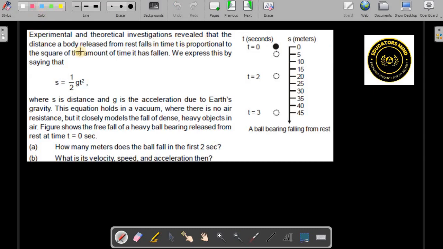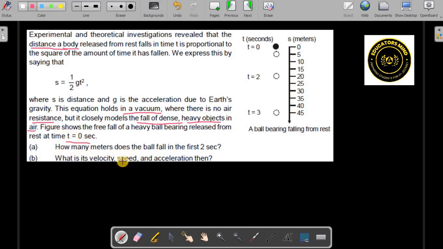Experimental and theoretical investigation reveal that the distance s of a body released from rest, falling in time t, is proportional to the square of the amount of time it has fallen. We express this as s is equal to half g t square. S is distance, g is acceleration due to Earth's gravity. This equation holds in vacuum where there is no air resistance, but it closely models the fall of dense heavy objects in air. Figure shows the free fall of a heavy ball. So there is a free fall happening, released from rest, and it is in vacuum. So at time 0, it is at rest.